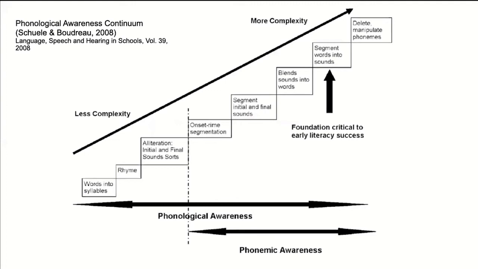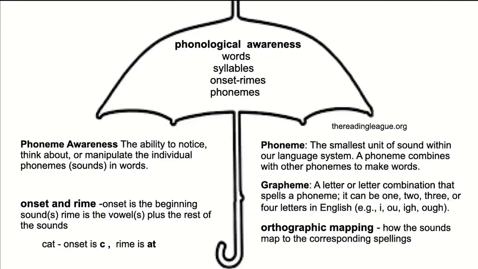This shows you a phonological awareness continuum. I want you to notice, please, the less complex, the top arrow moving to the more complex skills. Notice the arrows at the bottom. The very long one shows you that all of this is phonological awareness, and that when you move into the individual sounds, you talk about phonemic awareness. Notice the arrow pointing up, straight up to the box that says segment words into sounds. That is critical to early learning success. Let me show you a little bit more.